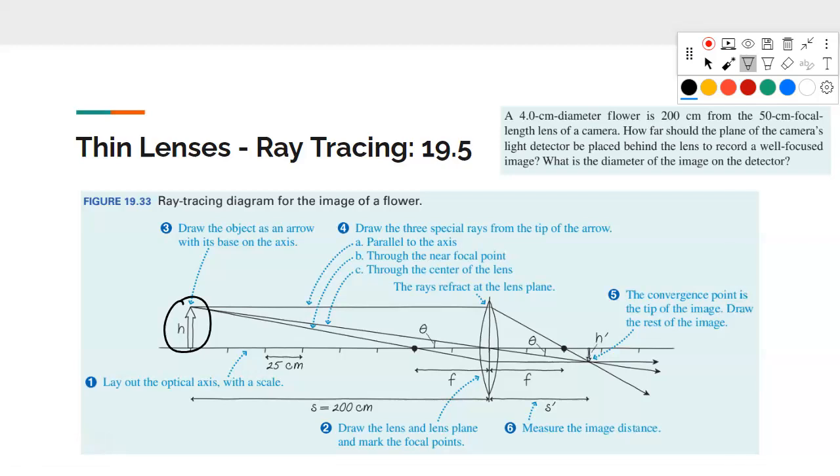Let me grab my notes really quick here. Okay, they're just taking H to be 4 centimeters. And it's 200 centimeters from the lens. So you can see they draw that in here. Our object distance, S, is 200 centimeters. And the focal length, F, is 50 centimeters.